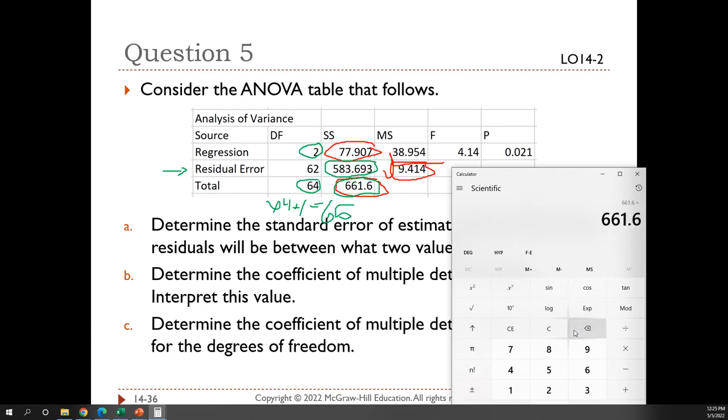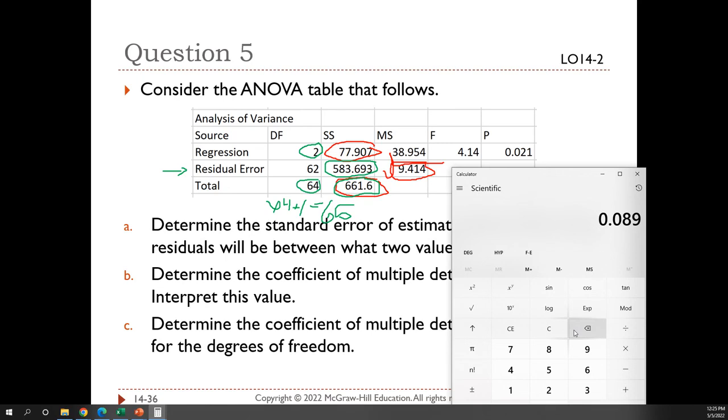661.6 divided by 64 is 10.3775. So 9.414 divided by 10.3375 equals about 0.911. 1 minus 0.911 is where we get 0.089.